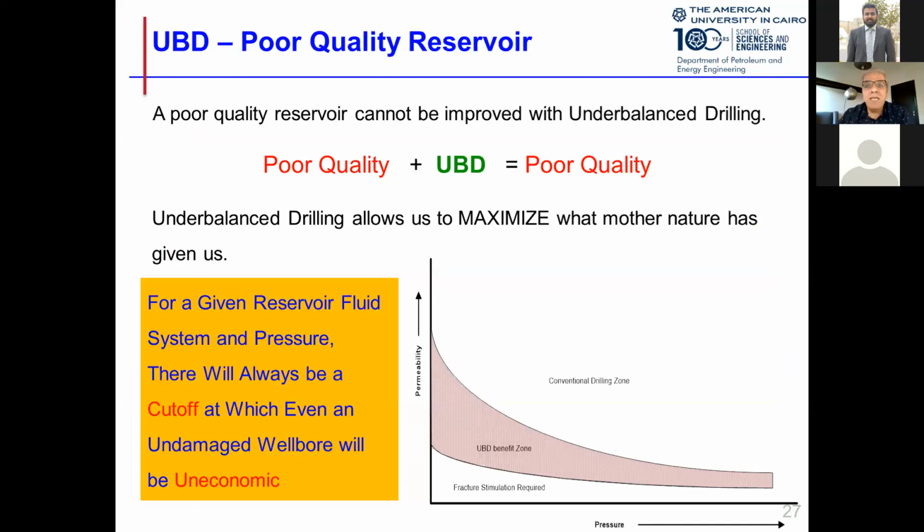Now, what can we say about a reservoir that has a very poor quality? Does underbalance help us to enhance the quality of the reservoir? No. Underbalance is not a vaccine you inject into the reservoir to enhance its quality. So if the quality of the reservoir is really poor because of, let's say, sorting, because of composition, because of the type of the reservoir, because of having lots of isolated pores, because of very low effective porosity, or whatever reason, then underbalance is not a solution. A poor reservoir stays a poor reservoir.